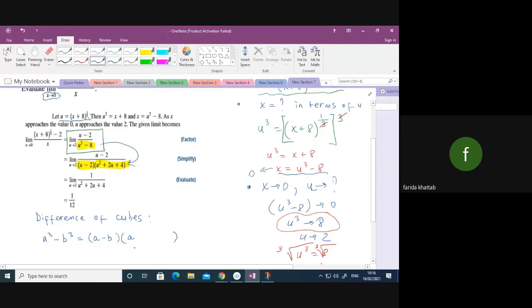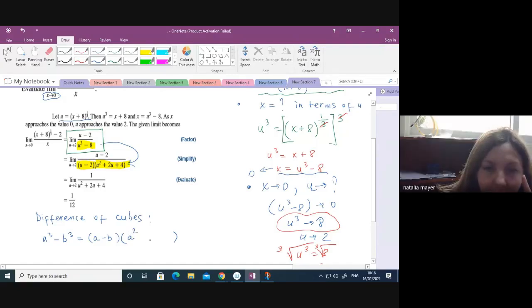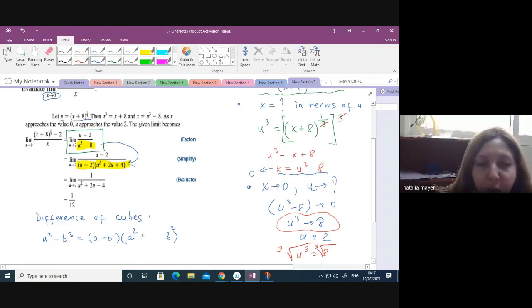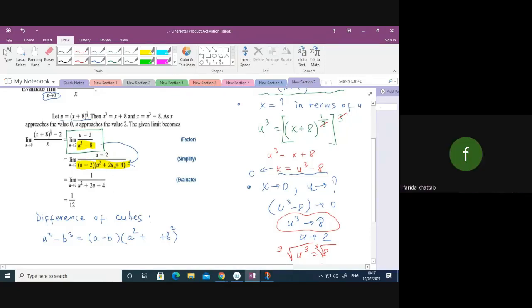A squared. Yeah, and the last term, which is squared, is going to be B squared. Absolutely. Yes. Miss, can I say how we're gonna get the middle one? And what's the middle term, Farida? What do you think? What is 2 and u here?